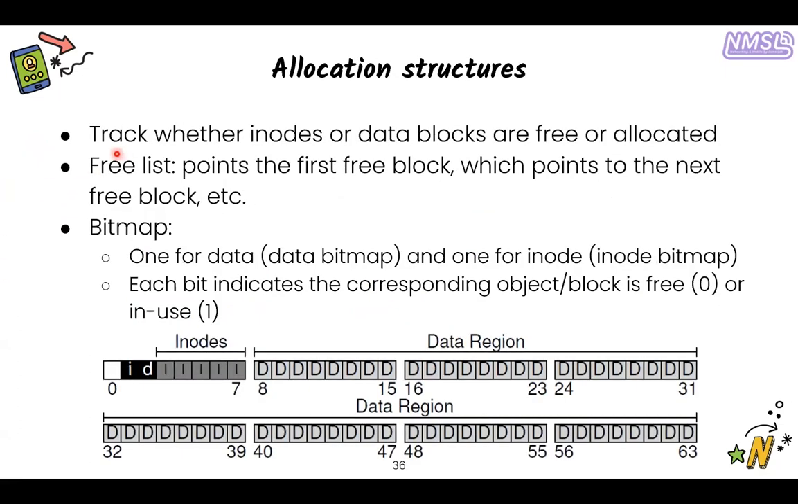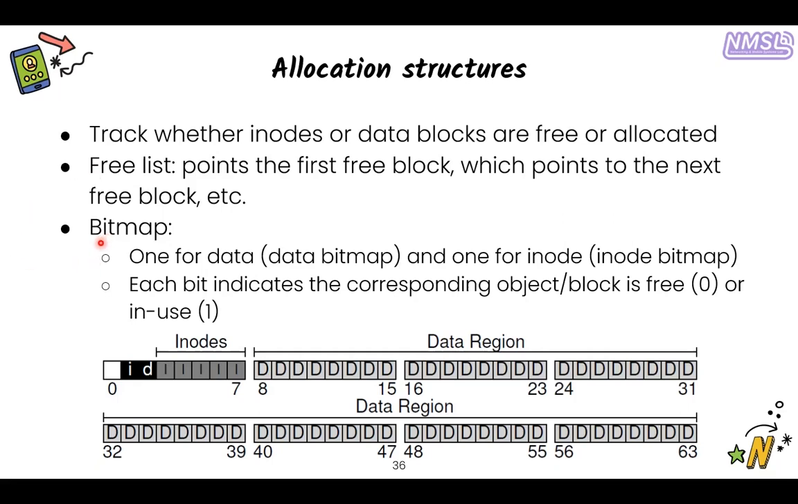Now, the file system needs to track whether all these inodes and data blocks are allocated or are actually free to use. There are 2 ways to do it. One way would be to use something called a free list, where it will point to the first free block, and that block will point to the next free block, and that will point to the next, et cetera, et cetera.